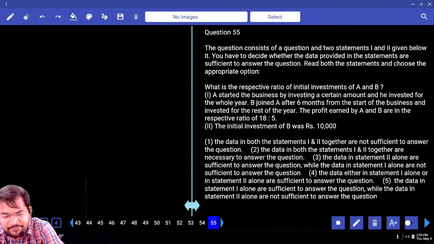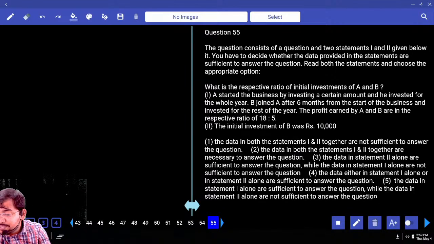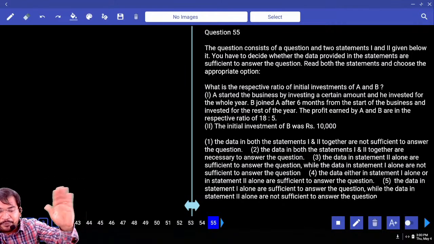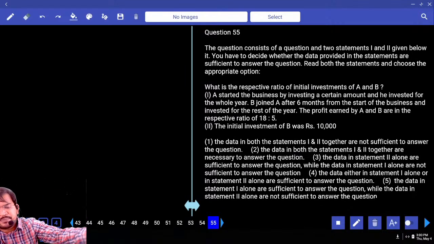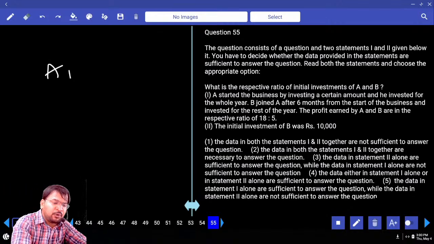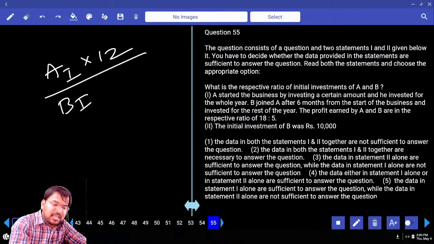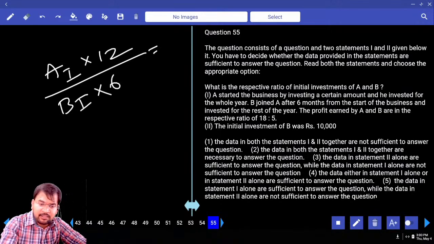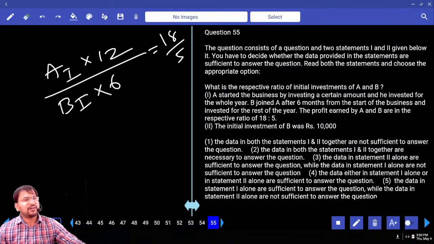If you observe carefully here, A started the business by investing a certain amount. We don't know the initial investment. He invested for the whole year. B joined A after 6 months from the start of the business and invested for the rest of the year. The profit ratio they gave. Here B's investment also we don't know. If you know B's investment, then using B's investment we have to find out A's investment. B's investment we don't know. A's investment we don't know. A's time period is 12. B's time period is 6 months. The profit ratio is 18:5. Is it possible to find out the answer?